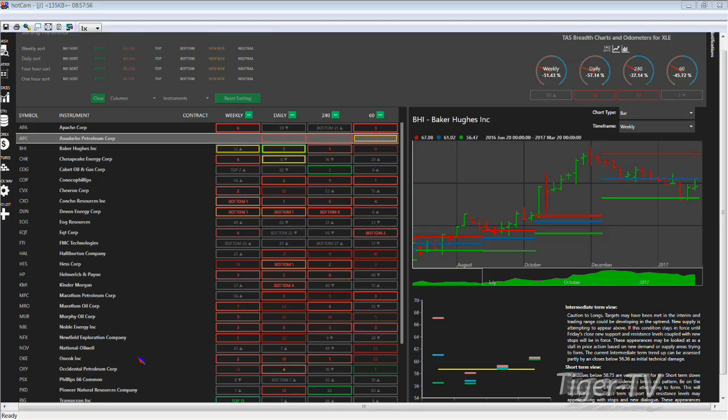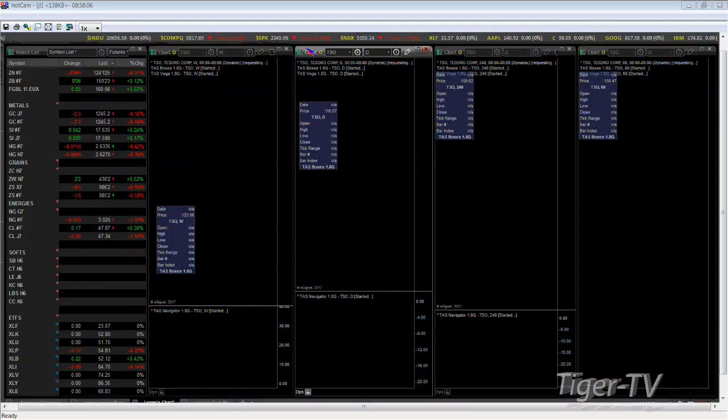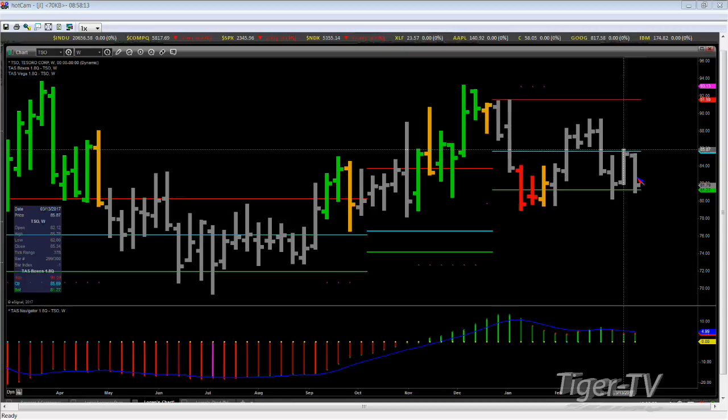Let's take a look at TSO. This is kind of interesting. Let's just pull it up really quick. TSO. All right, so we kind of had the Baker Hughes bounce like that last week, but I'm not opposed to buying this again. 81.27, got a good place to play defense there on TSO.